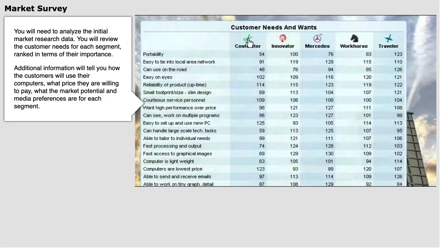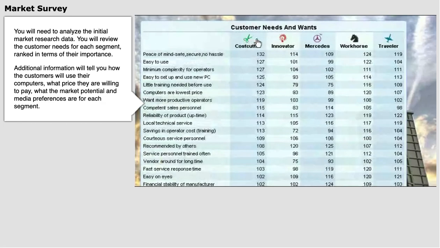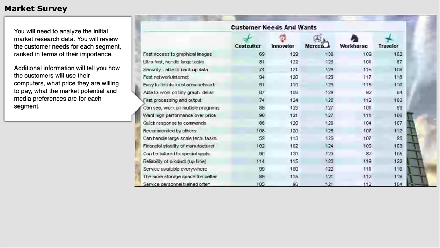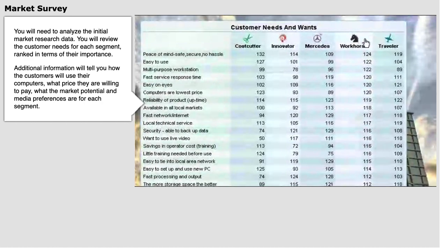You will need to analyze the initial market research data. You will review the customer needs for each segment, ranked in terms of their importance. Additional information will tell you how the customers will use their computers, what price they are willing to pay, what the market potential and media preferences are for each segment.